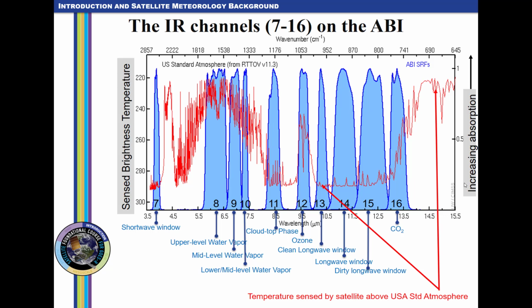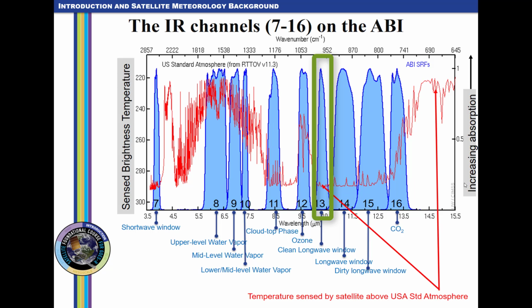The red line in this figure shows brightness temperatures that would be computed from satellite observations at various wavelengths above a U.S. standard atmosphere, assuming a clear sky. The spectral response functions, that is, where infrared energy is being detected for the infrared bands on ABI, are shown in blue, as well as the band number and the band nicknames. In some regions, around 10.3 micrometers, for example, atmospheric absorption is small, and the computed brightness temperature is the surface temperature of the U.S. standard atmosphere.